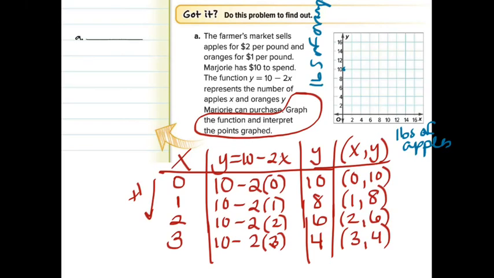At 1 pound, I was 8 pounds of oranges. Now I have to put that in the middle. My graph isn't perfectly on. You'll have to make sure that yours is correct.